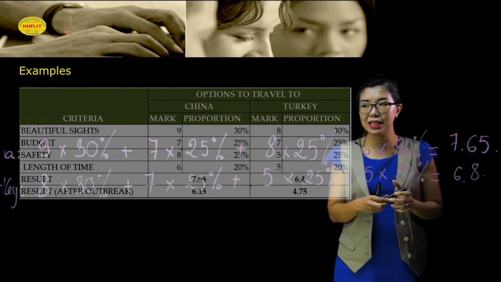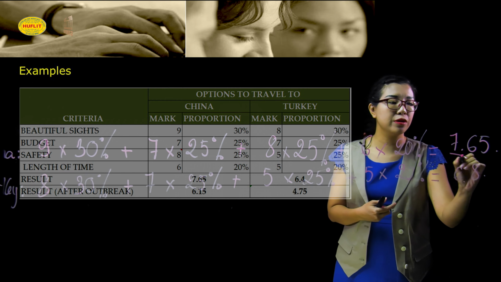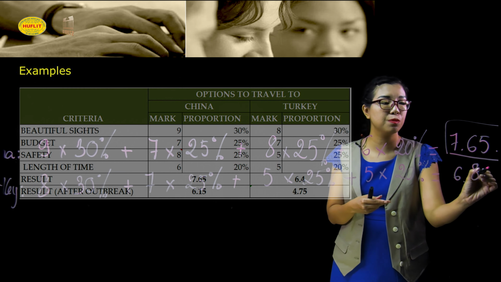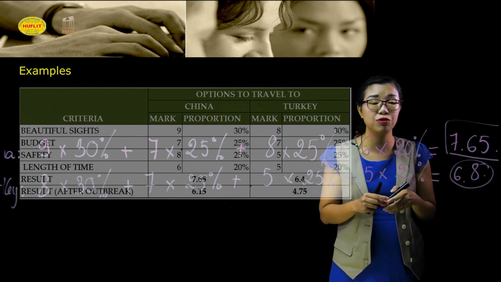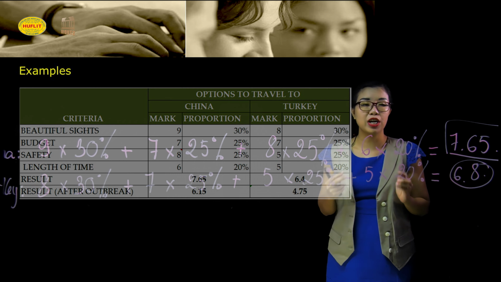So if we check the result, you can see that this result gives you the suggestion that China seems to have the highest point compared to Turkey. So you make the decision to travel to China. All right, so here we go. We're going to go to China.